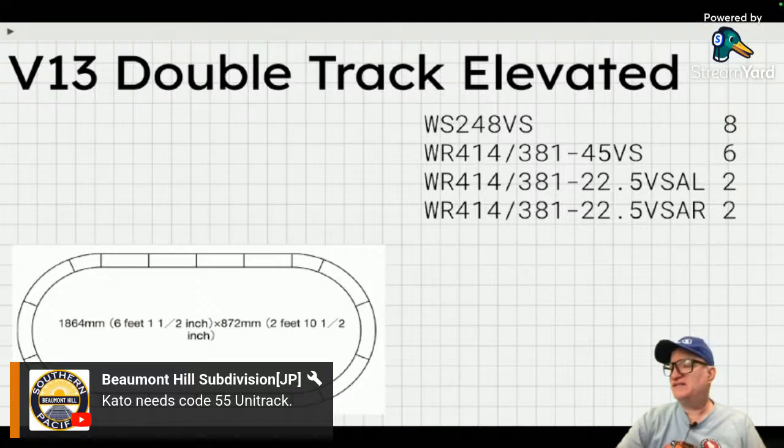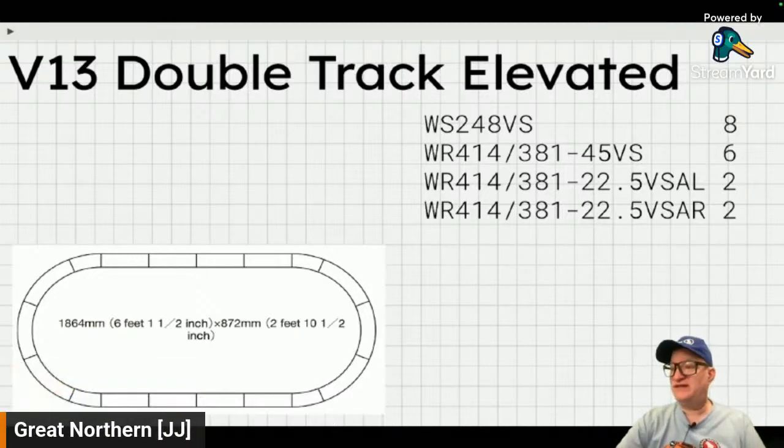Yeah, it would be nice, but I'll tell you, this fits just fine. It's worked for me for most places, although you'll see that on my layout, I've switched to a lot of flex track and turnouts installed. So that's the V13.